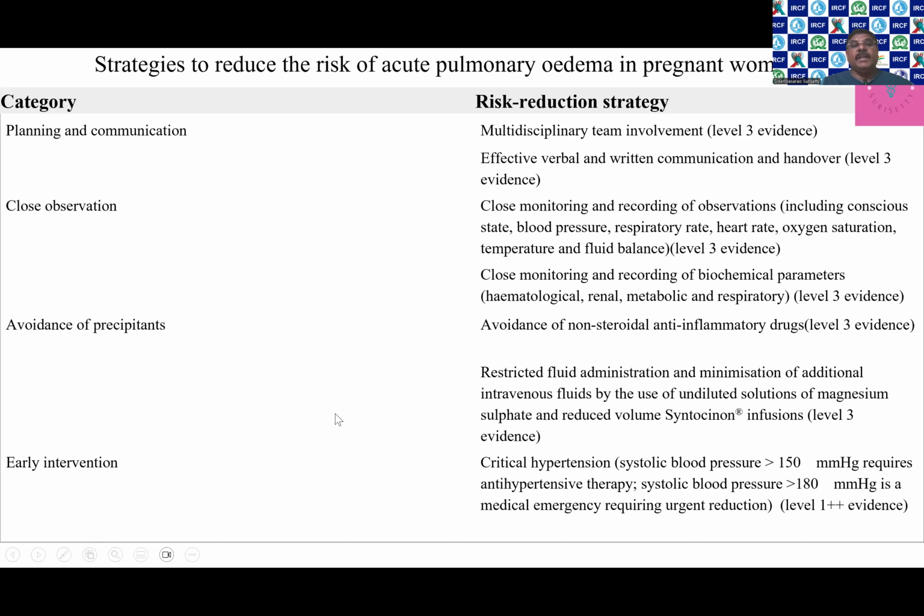What are the different strategies to reduce acute pulmonary edema in pregnant patients? So what is the risk reduction strategy? For that we have to do planning, communication, close observation, avoidance of precipitants, and early intervention. Risk reduction strategies include multidisciplinary team involvement, with obstetrician, anesthetist and intensivists, which is level 3 evidence. Effective verbal and written communication and handover must be present whenever there is a pregnant patient with pulmonary edema.